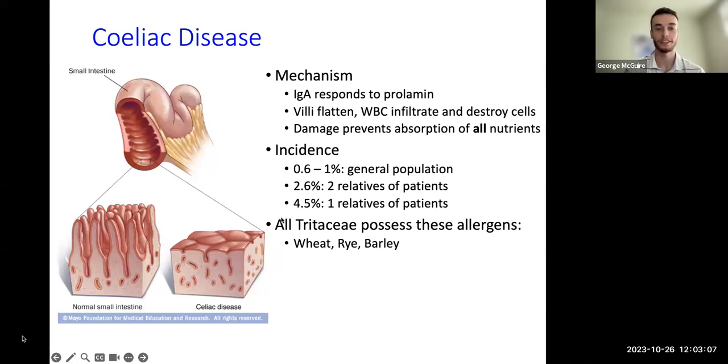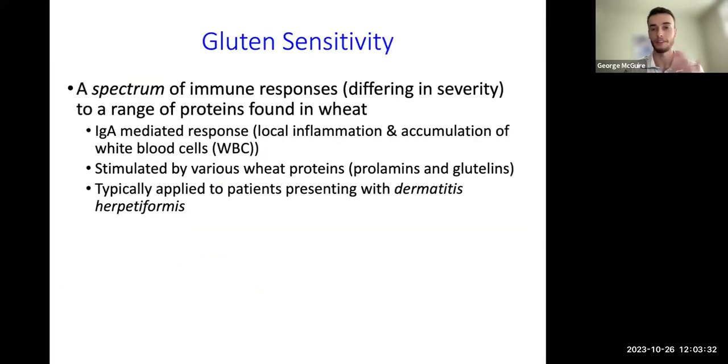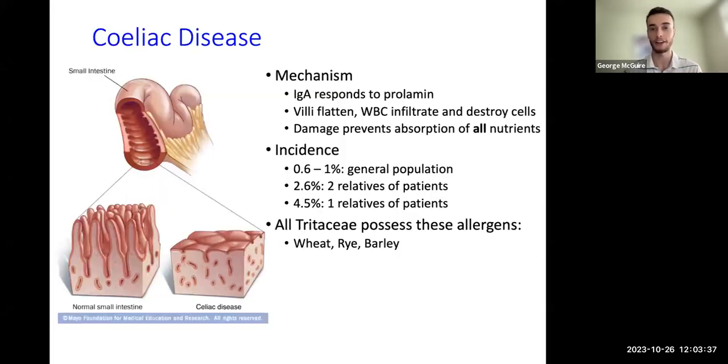And all plants that belong to this group, this is just a family of plants. So there's multiple different species. Essentially, these are all grass-like plants. So wheat, rye, barley produce these proteins, these prolamins and glutenins, right? And so if your immune system is responding to these as invaders or as allergens, typically that is going to result in gluten sensitivity, where there's just local inflammation in a particular area, but it can damage the small intestine, which produces celiac disease.